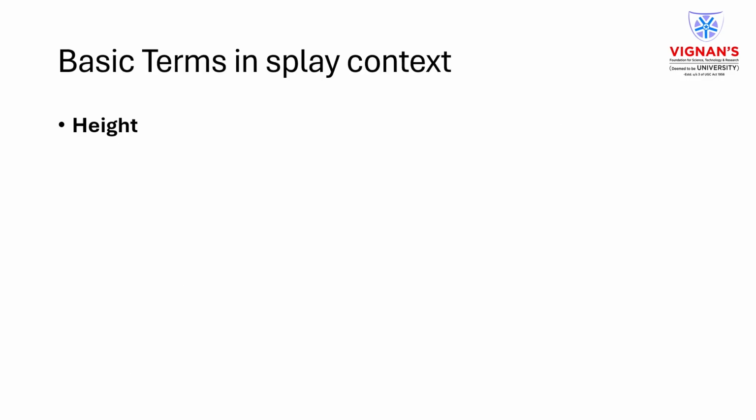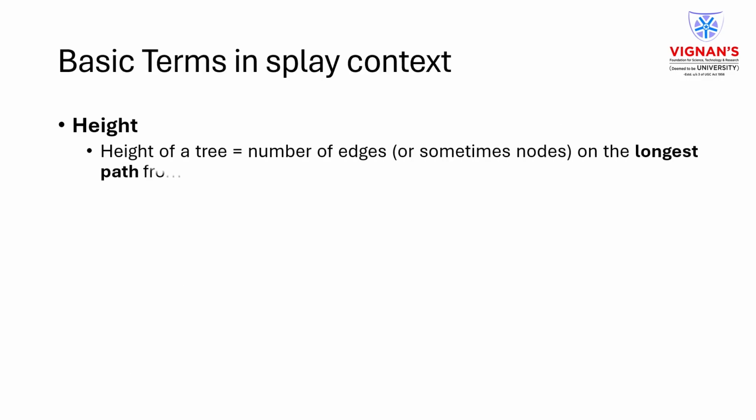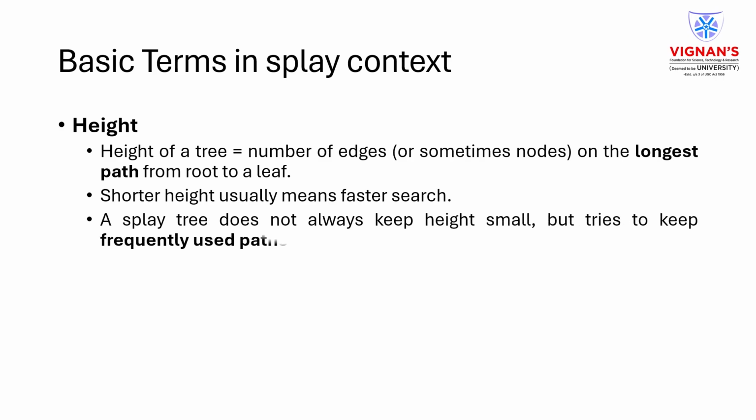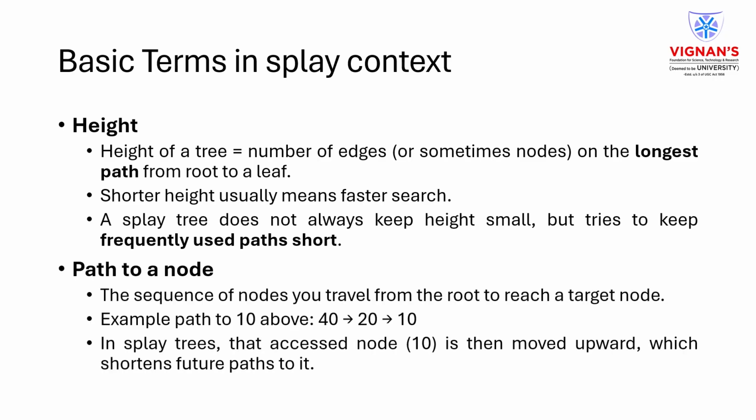The height of the tree is the length of the longest path from root to leaf. Shorter height generally means faster search. A splay tree does not guarantee minimum height, but it tries to shorten the paths that are frequently used. The path to a node is the route you take from the root to reach it. After accessing a node, splaying moves it upward, reducing future path lengths.